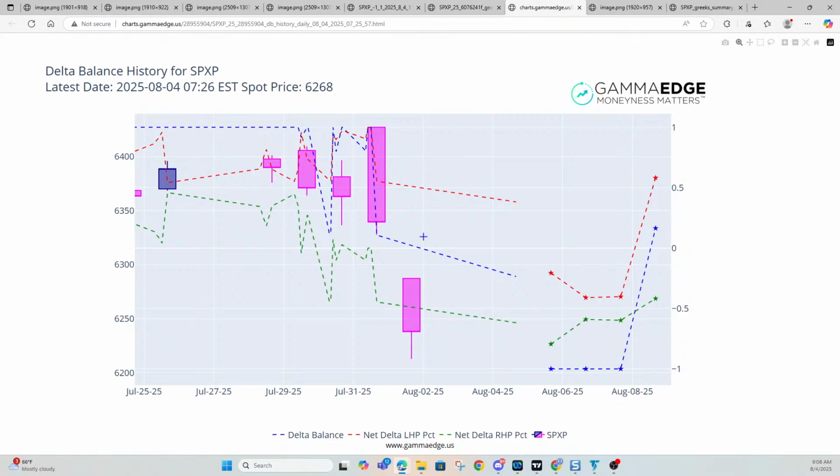Moving on to the delta balance, obviously a significant drop in the delta balance. This right hand plane, which is your green dotted line, that's out of the money call speculation.